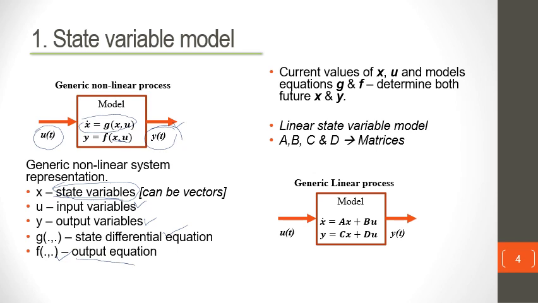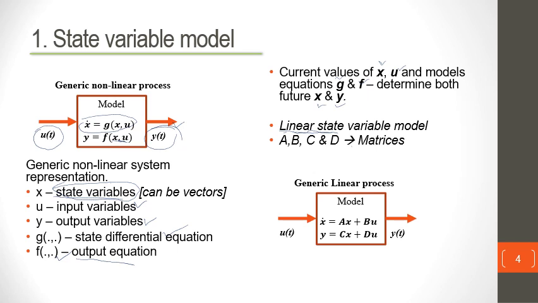Now the state variable model assumes that the current value of x and the input, and the modeling equations f and g, can be used in totality to determine the future state of x as well as the output variables y. However, in this course we are going to be concentrating on the use of linear systems only. Because of that, the representation of a linear state variables model is slightly different.